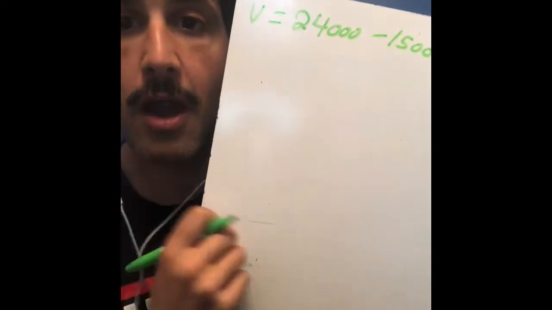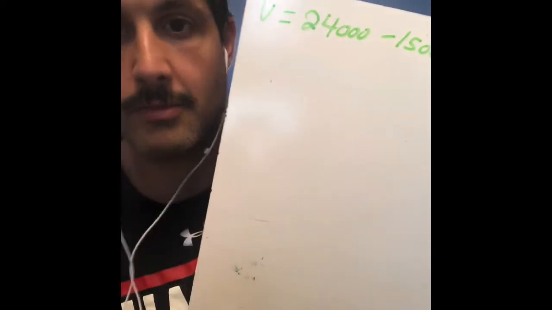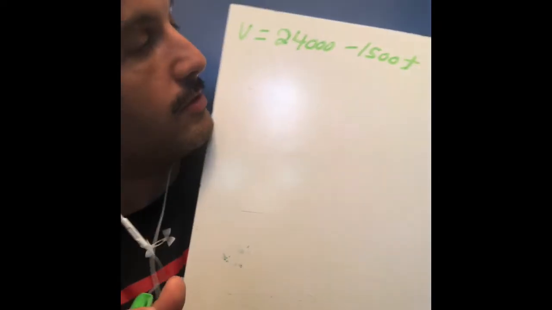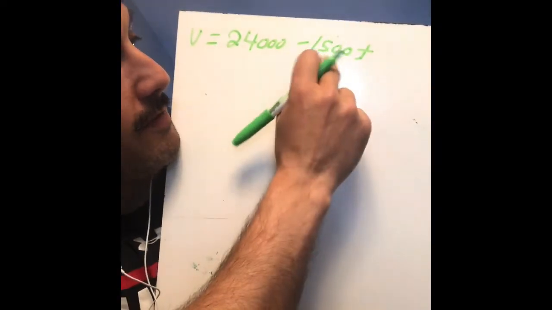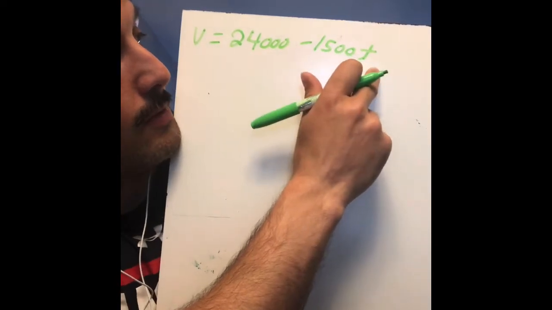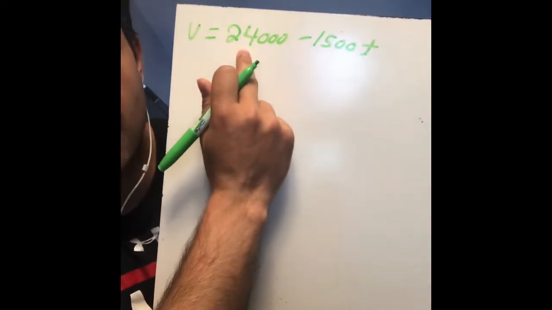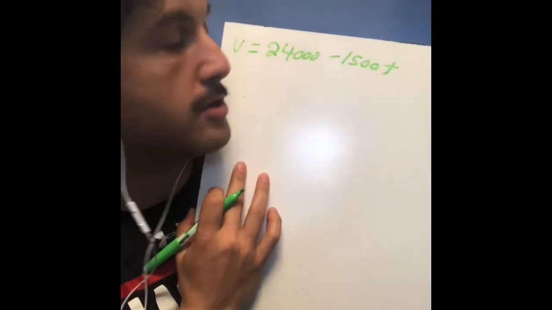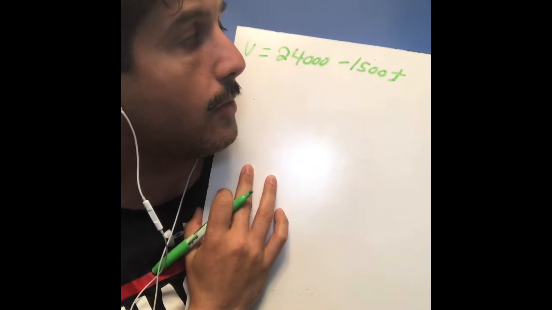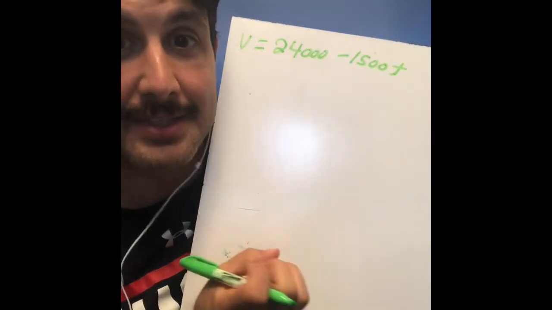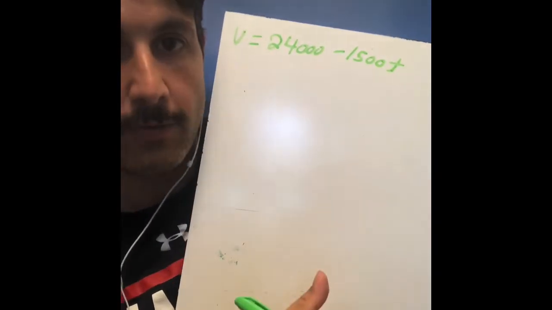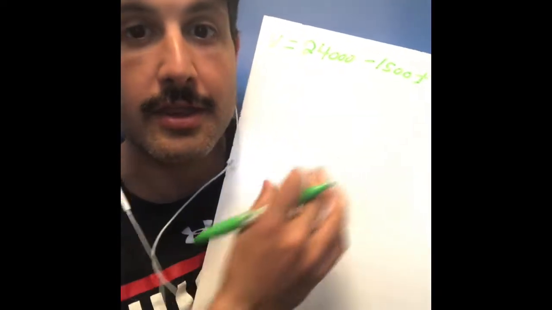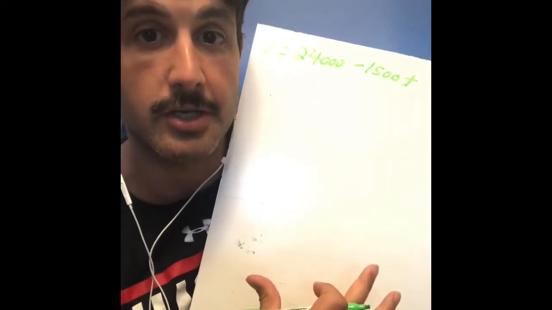So if this car was purchased right now, time would be 0, and the value of the car would be, well, 1,500 times 0 is 0, so all you're left with is 24,000. At the very beginning, this car was worth 24,000 before you drove it off the lot. So that's the value at 0 time, $24,000. That is not going through 0, 0. This is an example of partial variation.